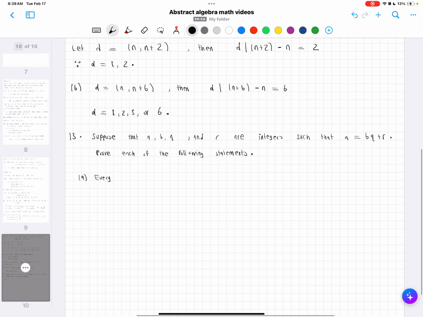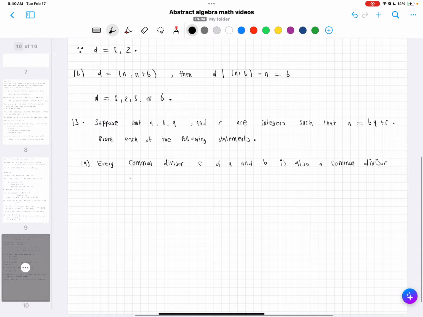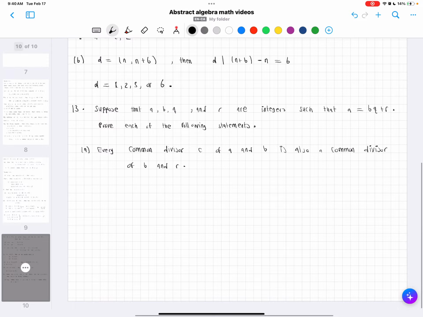Every common divisor C of A and B is also a common divisor of B and R. So let's prove it part by part.